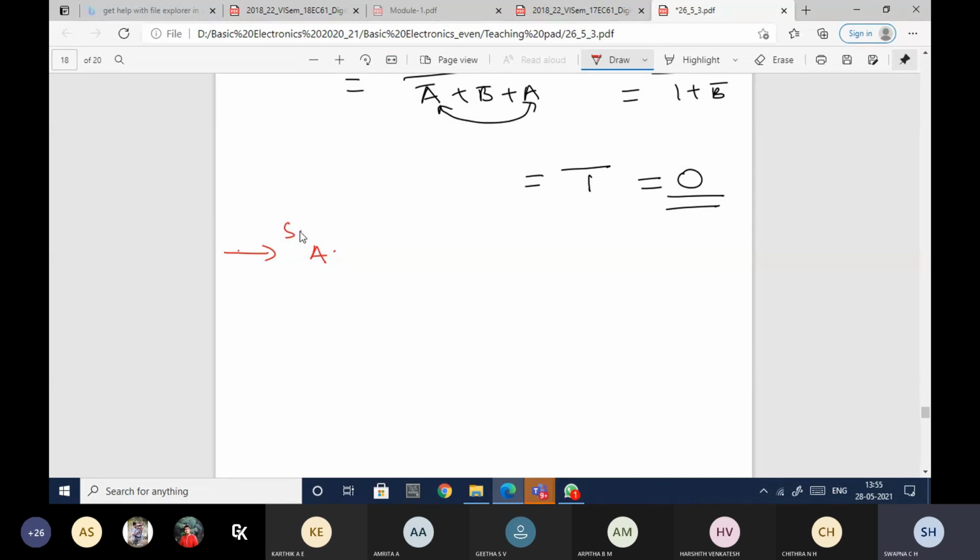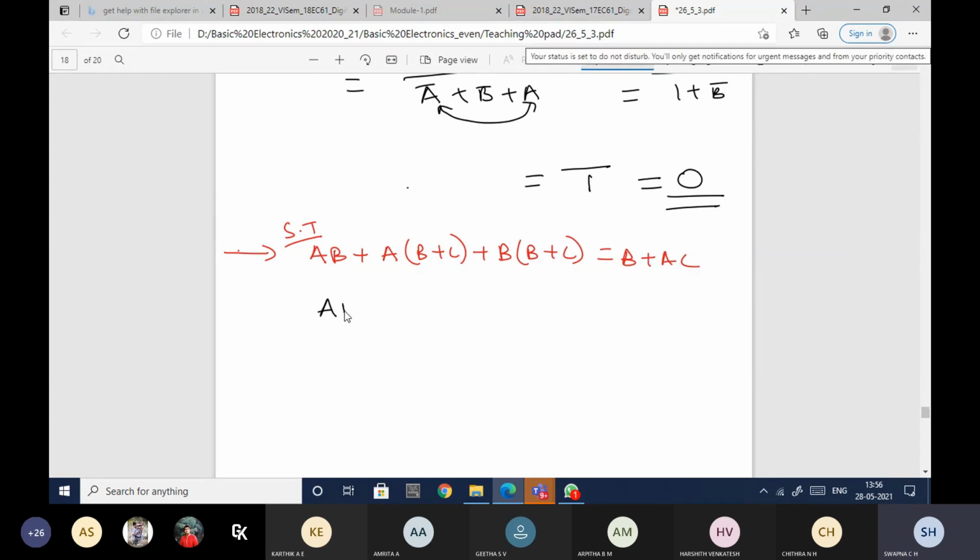Here you should show also and you should implement also. Show that AB plus A into B plus C plus B into B plus C is equal to B plus AC. Show also and implement also. I'll just expand here. Plus AC plus BB plus BC. I've just taken LHS. So AB is twice, so I have written only once. AC plus BB I have twice, so I'll write only once, plus BC.